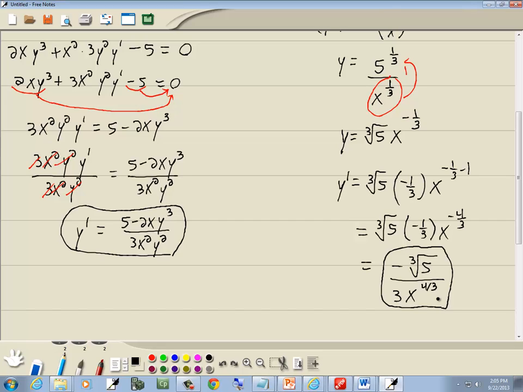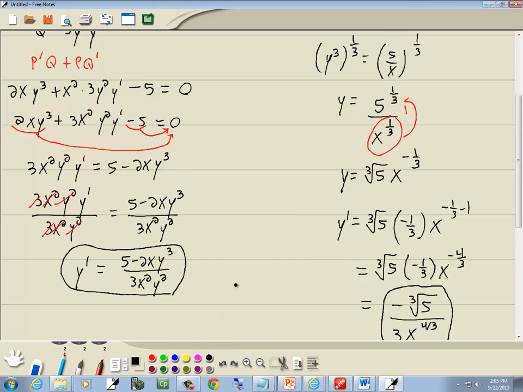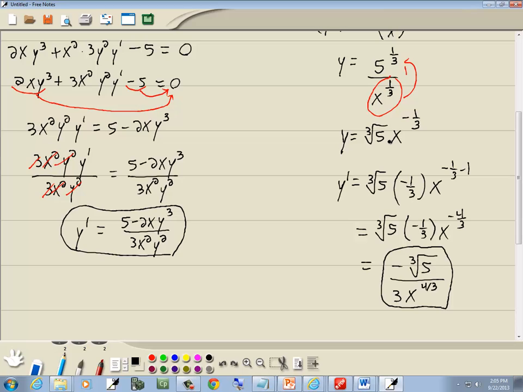Now you might be looking at that and think, really? That's going to equal the other side? Well, let's see. Try to pick the appropriate place here. I guess right here is as good as any. Here we said y is equal to the cube root of 5 x to negative 1/3.